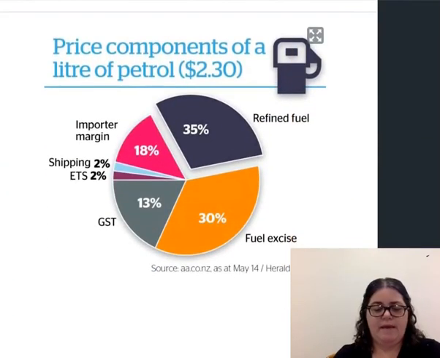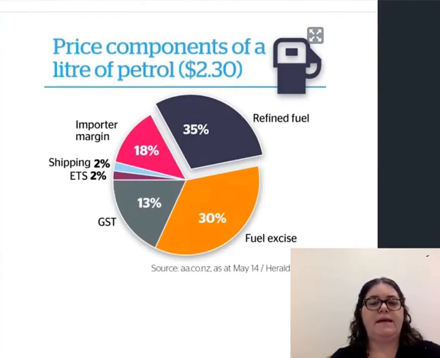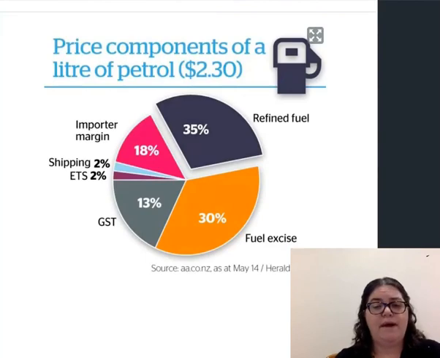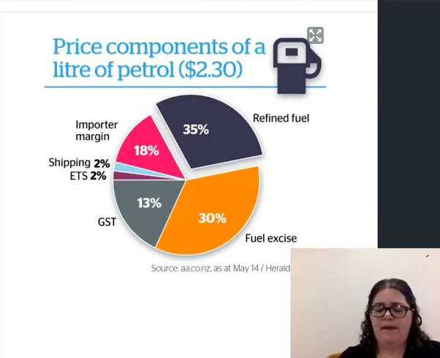Here is another one that was sourced more recently in 2014 from the Herald, and they've got it from the AA website. When you look at this graph, it looks like, oh yeah, pie chart, okay, refined fuel, fuel excise, GST, different components of cost, awesome, it looks fine. I want you to have a little look more closely though. Look at the numbers.